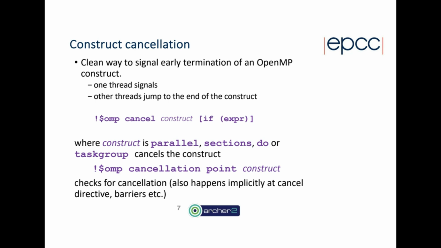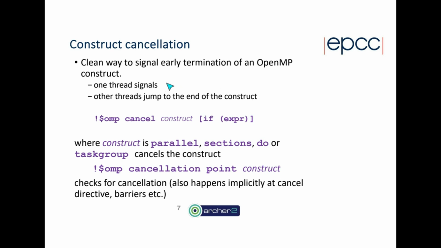And it's the same with things like critical sections as well. You're not allowed to jump out of critical sections, because that would leave the lock acquired, and no other thread could ever get into the critical section. So this provides you with a clean mechanism to essentially not really jump out of an OpenMP construct, but jump to the end and cause all the other threads to jump to the end, if not immediately, then as soon as possible.